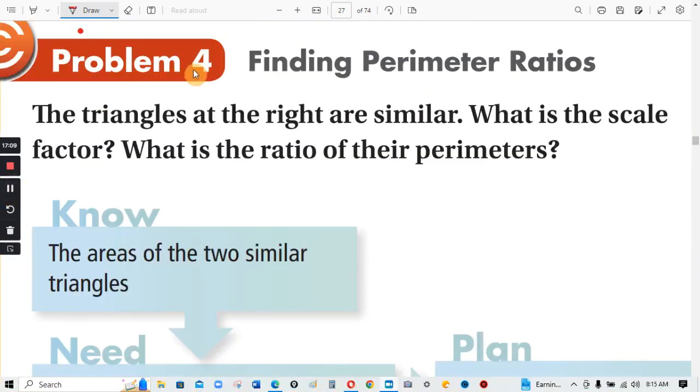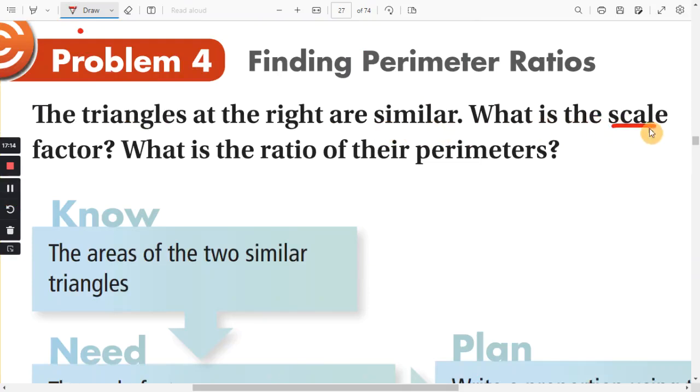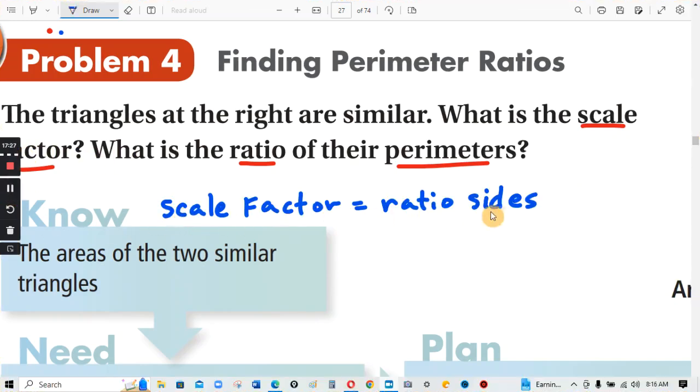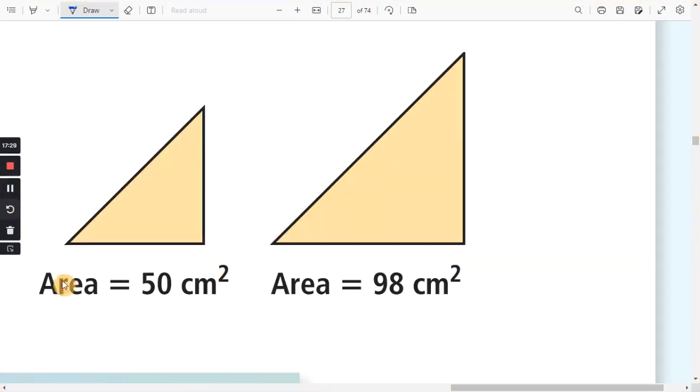Okay, problem 4. The triangles at the right are similar. What is the scale factor and what is the ratio of their perimeters? Once again, for scale factor, we know that's just the ratio of the sides. So try to remember that. Here we're given the ratio of the areas, and we have to find the scale factor, or the ratio of the sides. All right, so that's what we're looking for.